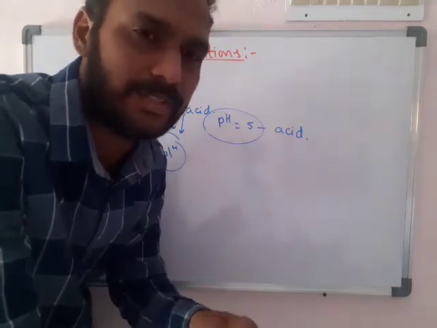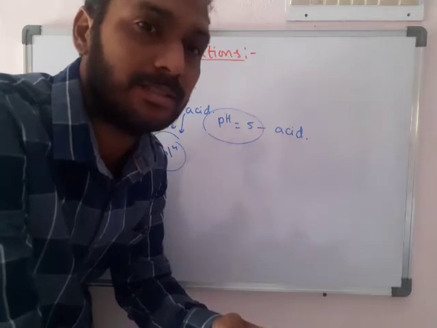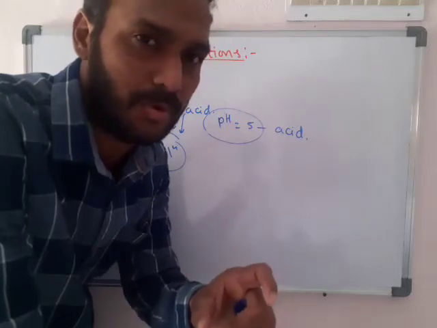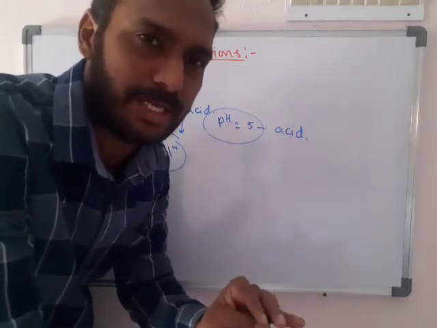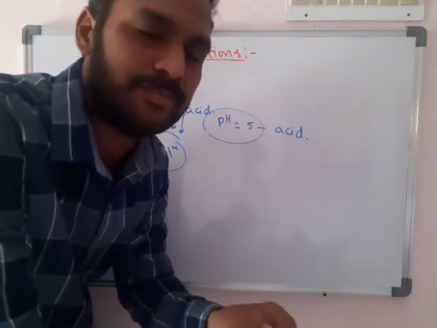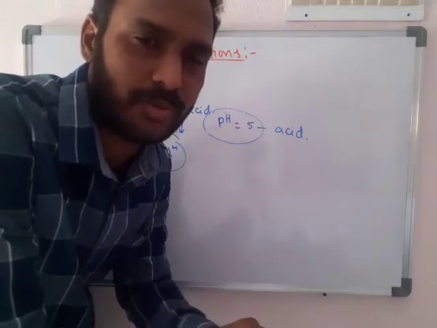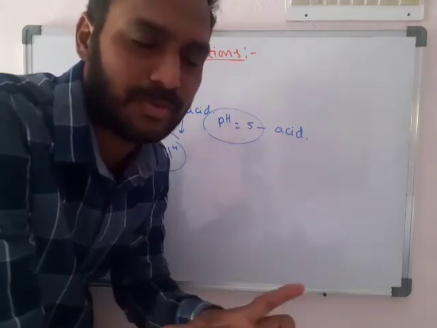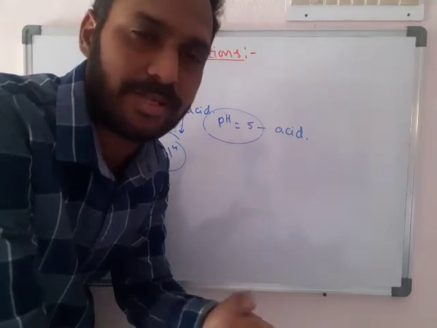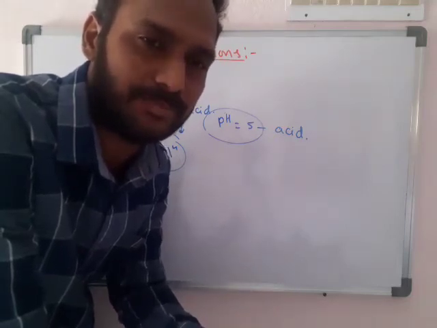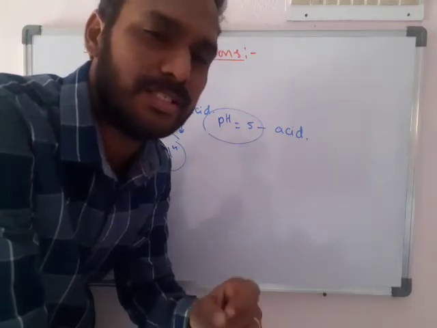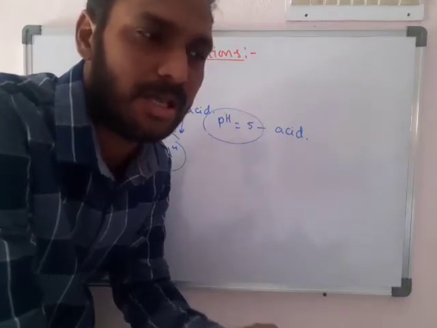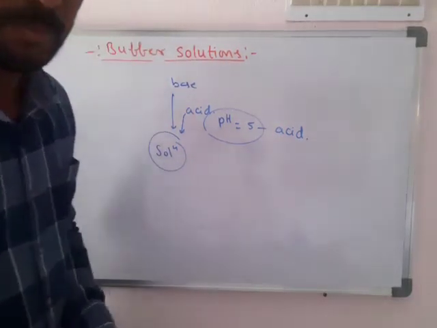But some solutions are there which retain their acidic and basic character perfectly, even by the addition of a few amounts, not in liters, like a few drops of acid, a few drops of base, even water addition. There is no change in their pH, whether acid or base. So simply we can define that the solutions which resist the change in the pH by the addition of a few amounts of strong acids or strong bases or any solvent are known as buffer solutions.